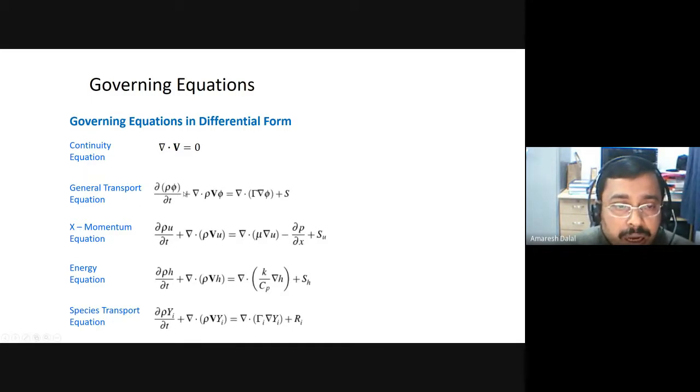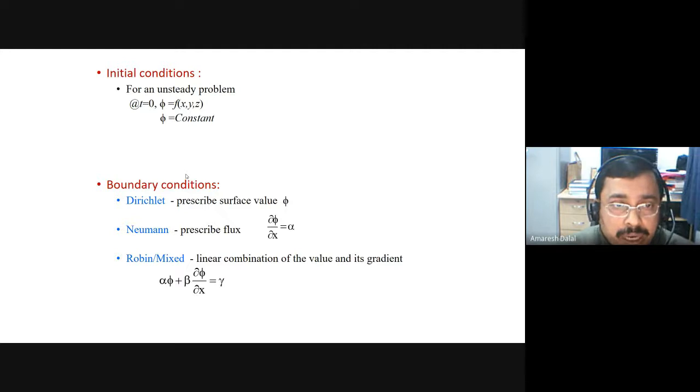These are actually partial differential equations. Now using some suitable discretization technique, we convert them into algebraic equations, and those equations we need to solve inside the domain. So we need initial conditions if it is an unsteady problem to solve these equations, and you can see that at time t equal to 0, either we need to give a constant value, or it may be a spatially varying value. And boundary conditions may be of three different types.